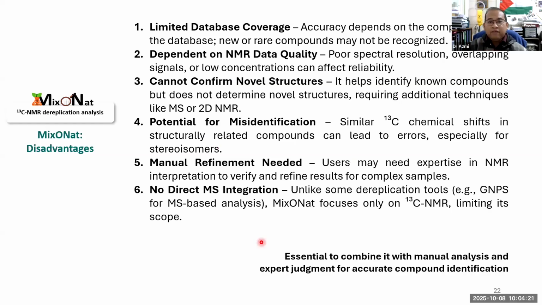I just want to highlight here that this strategy is essential to combine with manual analysis and expert judgment for accurate compound identification. What I observe now is that young people, when they have tools, trust the tools 100%. That is not really good. You have to go into the classical chemistry, reading one by one and doing analysis of the NMR, HMBC, HSQC, and so on. It is better to do that to confirm everything.